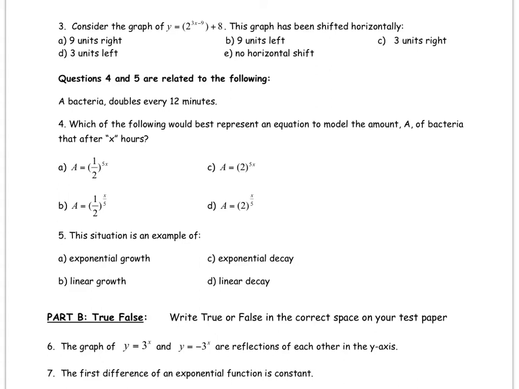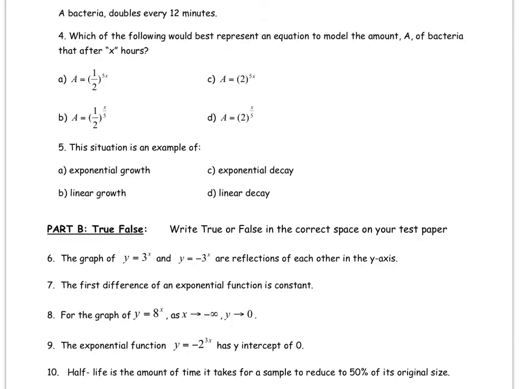The next question says graph y equals 2 exponent 3x minus 9, plus 8. Again, I can write this equation as y is equal to 2 exponent 3 times (x minus 3), plus 8, and as you can see from the negative 3 here, it has been moved 3 units to the right. So the answer is C here.